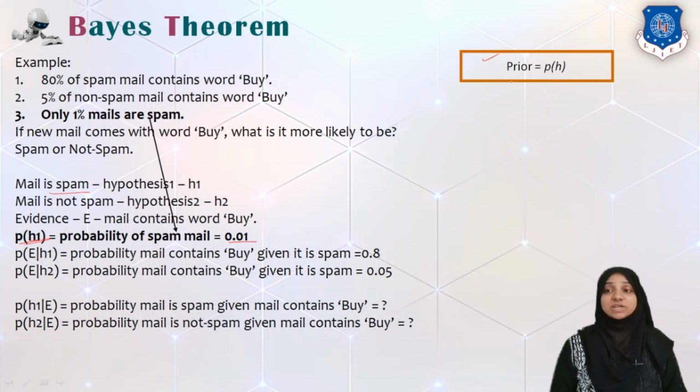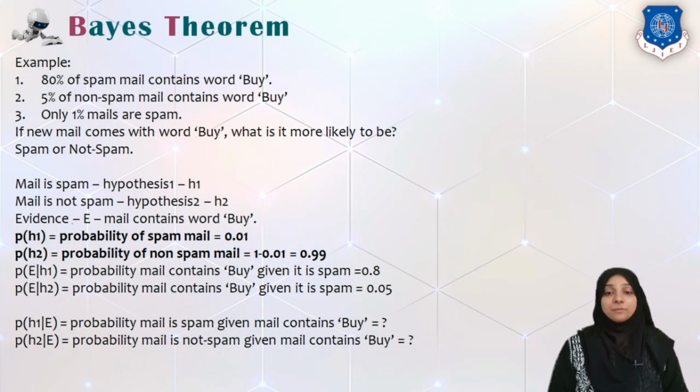But P of H is called the prior, or prior hypothesis, or prior probability. Now, if we have P of H1, what is P of H2? What is the probability of supporting another hypothesis? So the probability of H2 is 1 minus P of H1, the probability of non-spam mails, which is equal to 0.99.